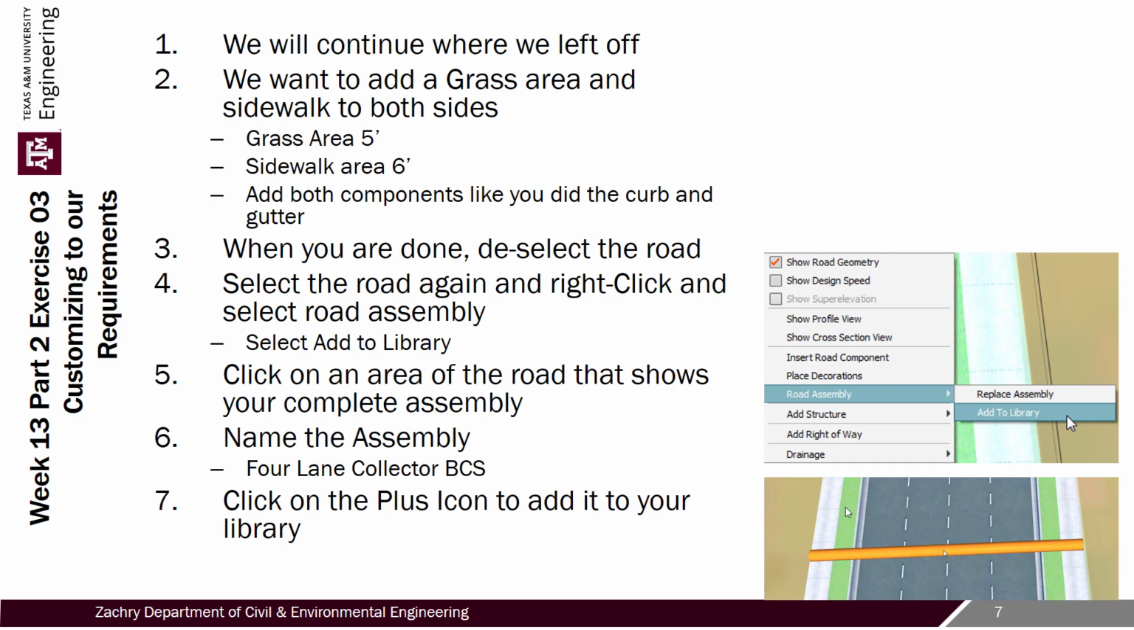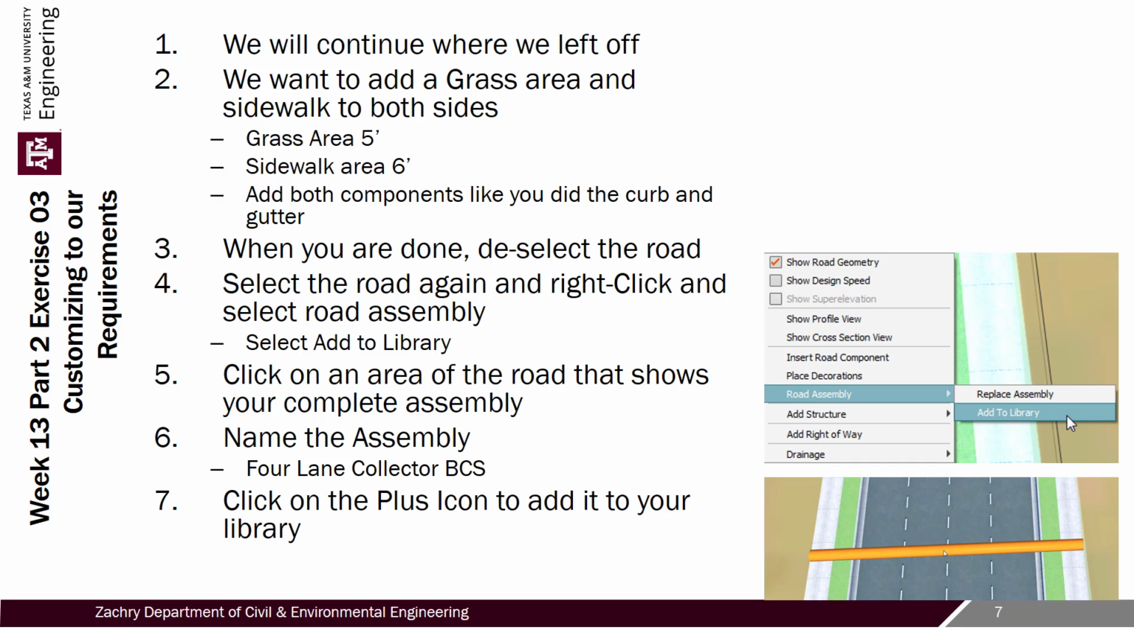We're going to go to road assembly and add it to our library, and then once it's there, we're not going to have to rebuild this every time. It'll just be one of the ones that's stored in this file. That'll be a little bit easier.